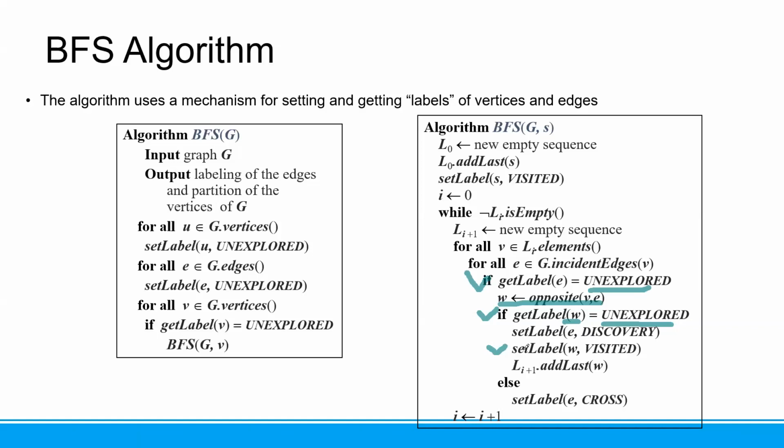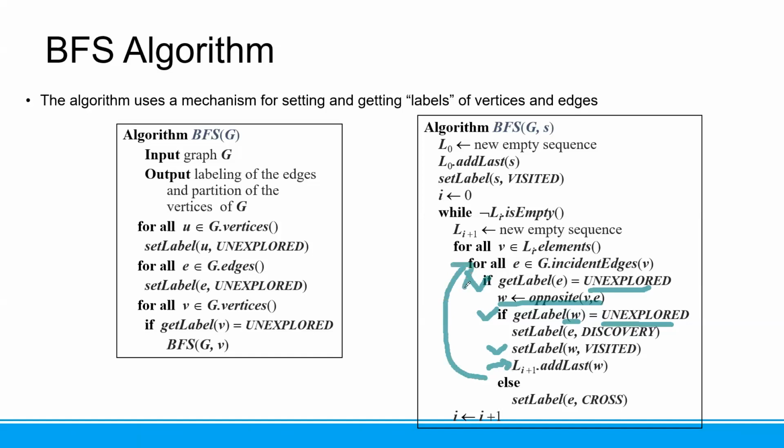And then we want to add it to L i plus 1 with the W. So L1, now we will add with the W. W is B. Okay. After we finish this one, we will check another incident edge. What is another incident edge?